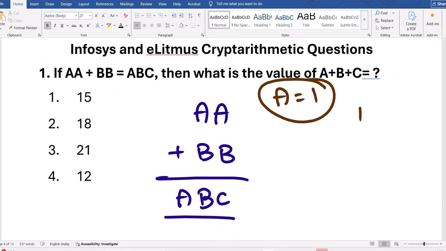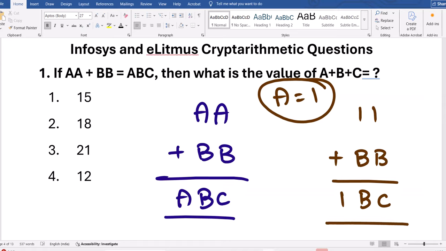Now what's the next task? Put A value 1 wherever A is there: 11 plus BB, and here 1BC. I just substituted: you decided A value is 1, then I put that in the question. Now it's like 11 plus BB should result in 1BC. Now think about B. B should generate a carry, yes or no? 1 plus B adding should generate a carry. B must be 8 or 9. Do you agree?